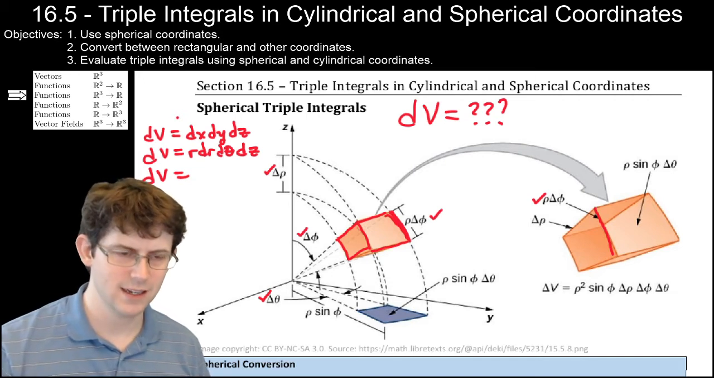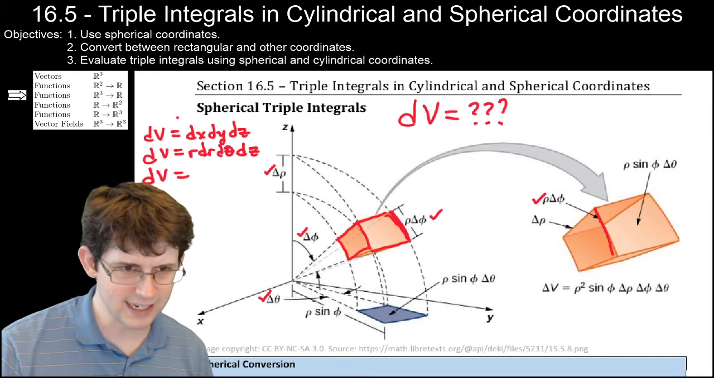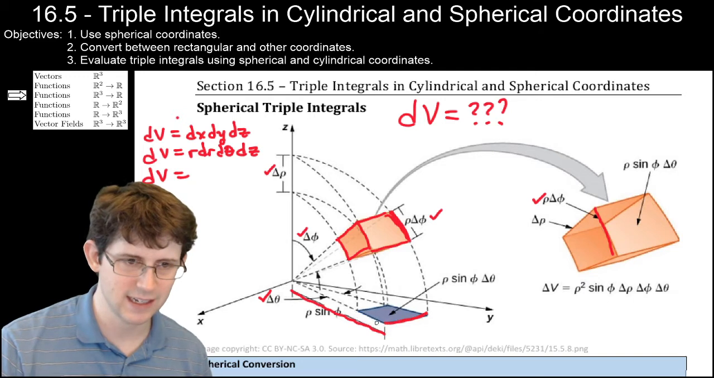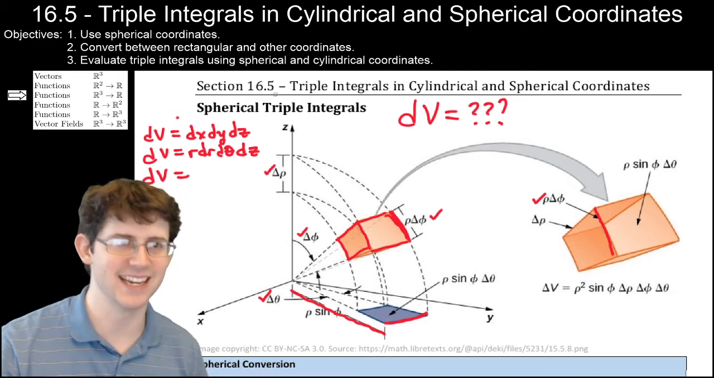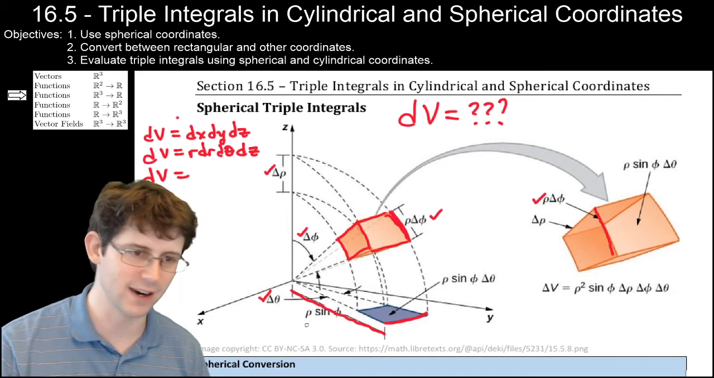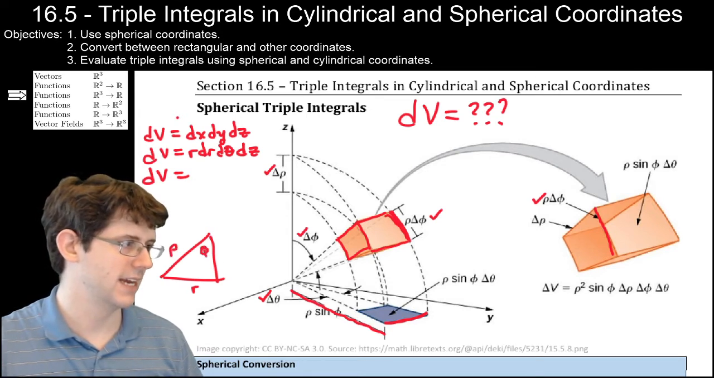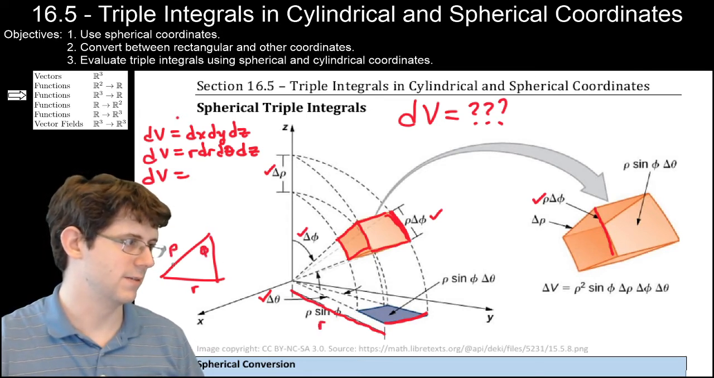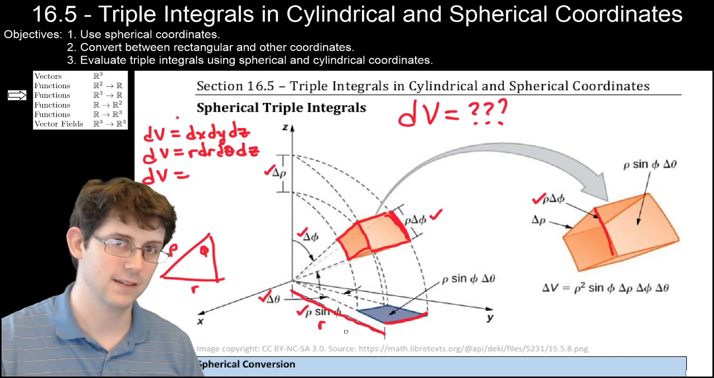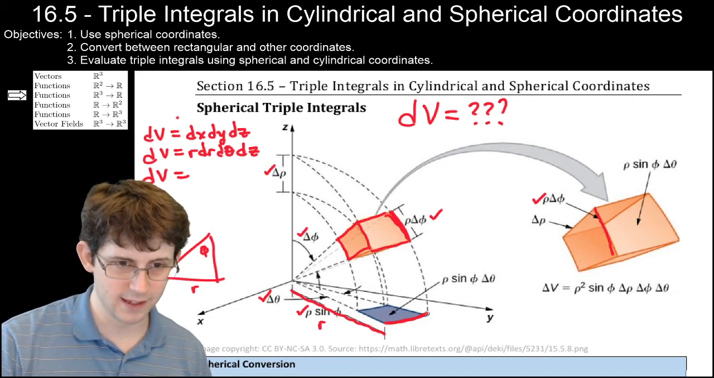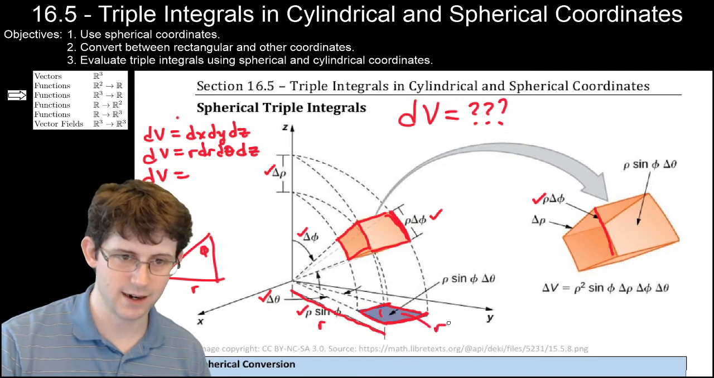What's going on down here? I need to know this distance and multiply it by d theta to get this distance. But this distance isn't r, because r is not available in spherical. So we figure out what r is from our little diagram of how spherical works. This is r, rho, phi. So r, this distance, is rho sine phi. So this area is r dr d theta.